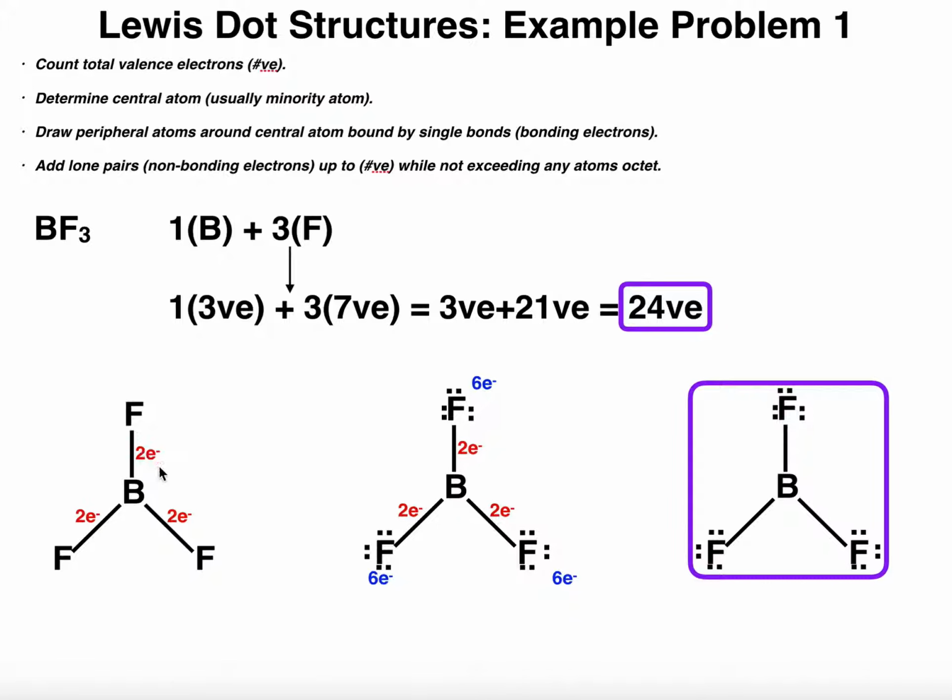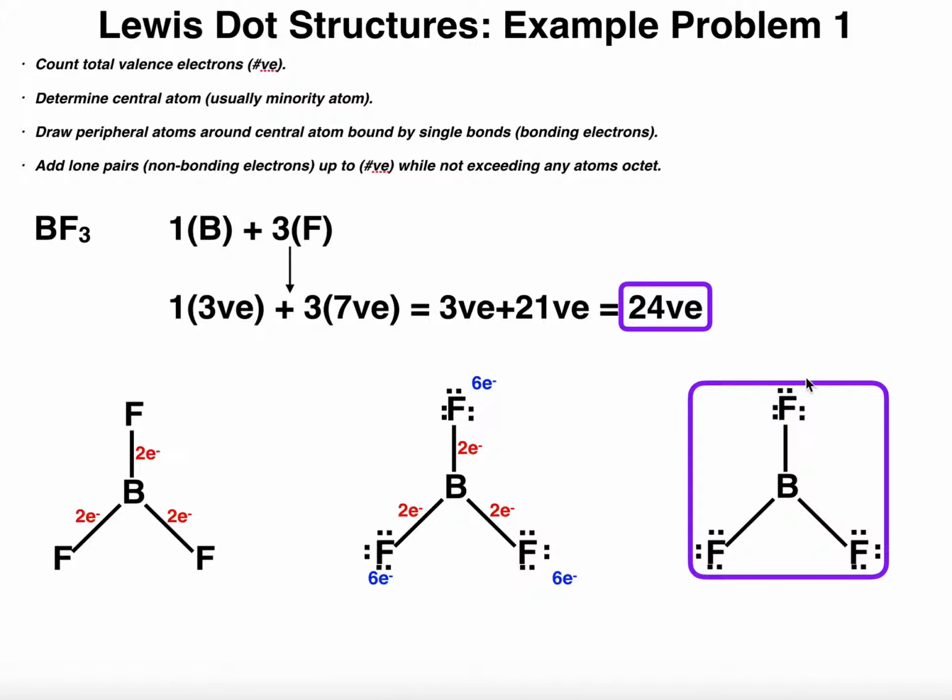And keep in mind that we have 2 electrons per each of these 3 bonds. Those bonds gave us 6 electrons, so let's count the number of non-bonding electrons. We had 6 already, 7, 8, 9, 10, 11, 12, 13, 14, 15, 16, 17, 18, and then 19, 20, 21, 22, 23, 24. And that's the total number of valence electrons. So in this case, we're actually done. This is the Lewis structure of boron trifluoride, or BF3.